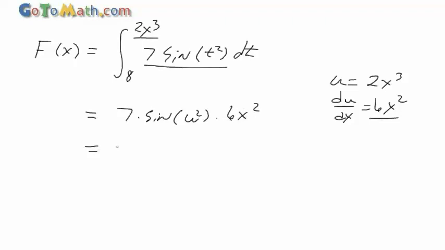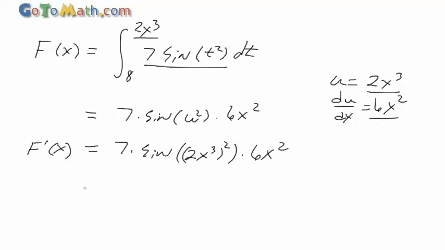But now remember, we want to get everything back in terms of x. And you're probably like, why don't we just skip this step here? But let's not skip it. So we got sine, and then u, which is the 2x cubed, and it's all raised to the second power times 6x squared. Now remember, this is all equal to f prime of x.